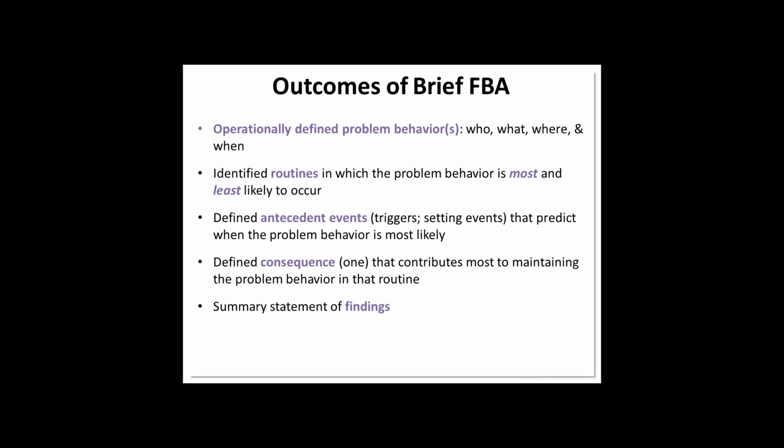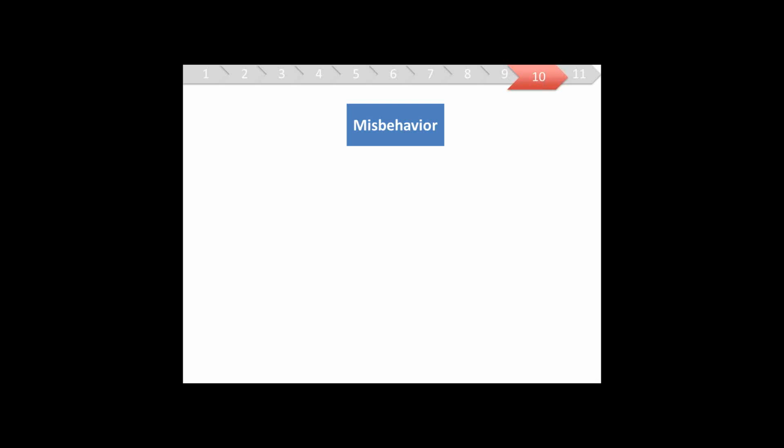and based on what that setting event is and that trigger, all right, what are they getting out of it? What happens after they get up and move around the room? Are the peers giving them attention? Is the staff member giving them attention? Are they getting access to different activities at that time? And from that, then you build that behavior intervention plan.